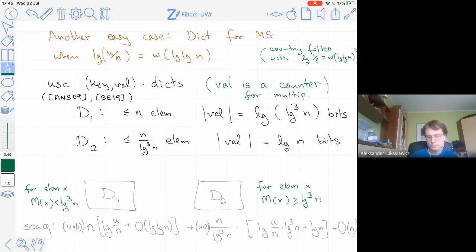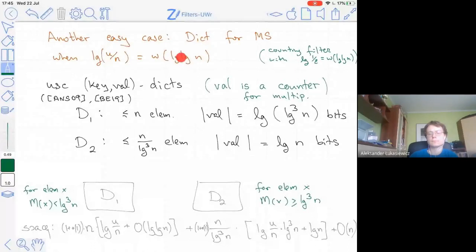Another easy case is if you want to manage multisets using a dictionary, and again, you're looking at the case that u over n, log of u over n grows faster than log n. So this corresponds to the case where you want to design a counting filter with log of 1 over epsilon being omega of log n. And the solution here employs two dictionaries that store keys and values. You could use, for example, ANS09.